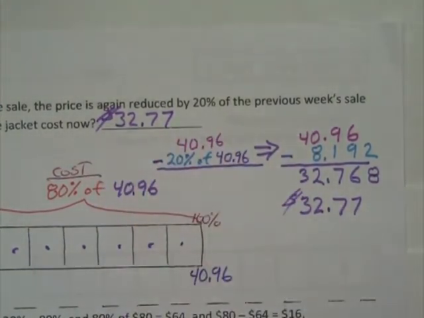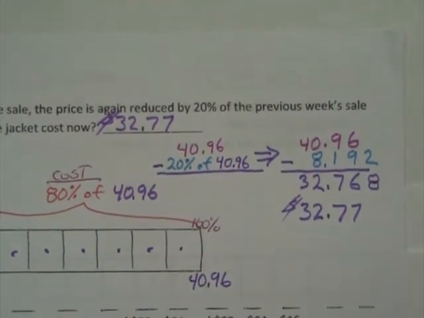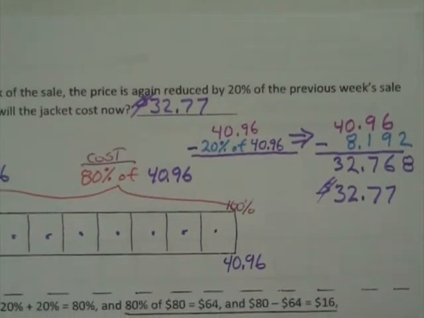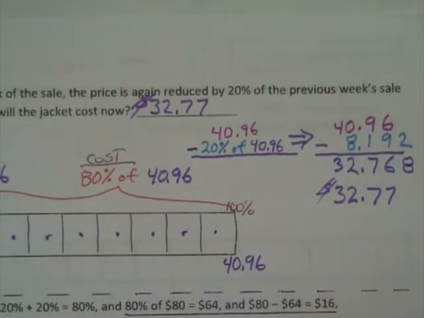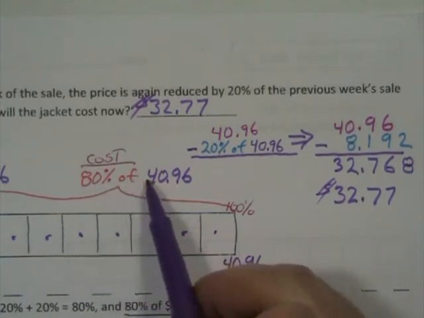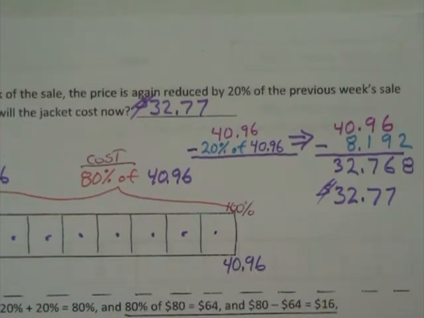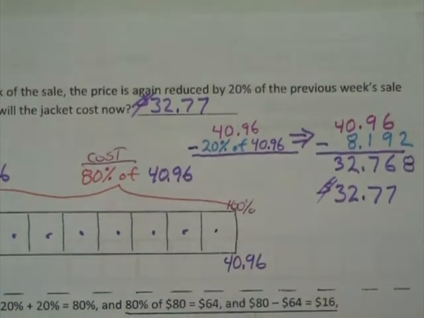$32.77. Okay, and that's basically 80% right there. So if you wanted to, you could have just taken 80% of this and gotten your answer. You would get 32.77.